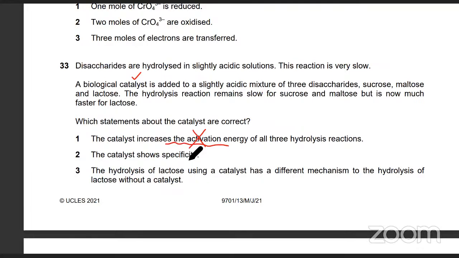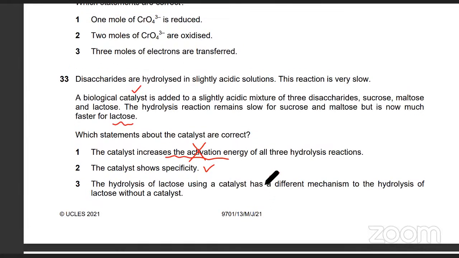The catalyst shows specificity. This is a biological catalyst. If you remember the lock and key model, enzymes and biological catalysts are very shape specific. So it does show specificity, meaning it only acts on some of them but not the others. It only acts on a narrow range of substrates. Here it is only acting on lactose, but not on the other two. The hydrolysis of lactose using a catalyst is a different mechanism to the hydrolysis of lactose without a catalyst. So a catalyst does change the mechanism. It provides an alternate path. That is always true for a catalyst. It always creates a different route for the reaction to happen.